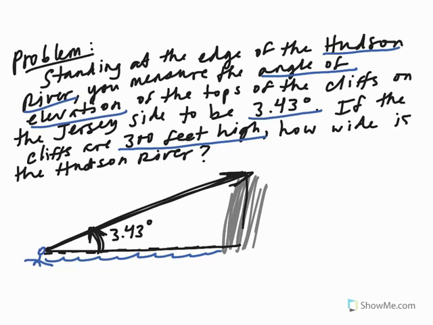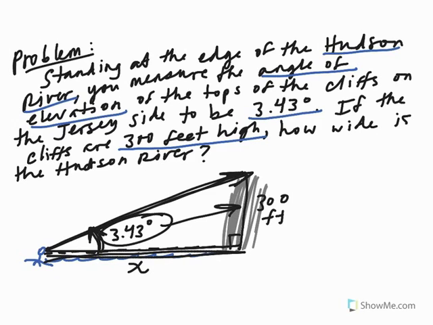Now we know that the cliff is 300 feet high. So I'm going to label that as well. And we are trying to find the width of the Hudson River. We don't know what it is, so let's just call it x. And x is what we're going to solve for. Now, we've got a right triangle here, and we've got an angle. We know the side that is opposite to the angle, and we are trying to find the side that is adjacent to the angle. So what trig function do you think we should use?